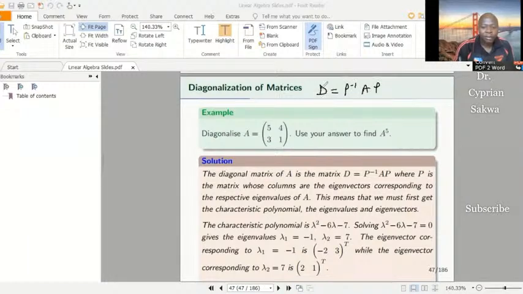So we'll first of all look at how to find diagonal matrices and use that to get a matrix A raised to the power n. And before looking at matrix A raised to the power n, I know that this matrix A can be written as P D P inverse.